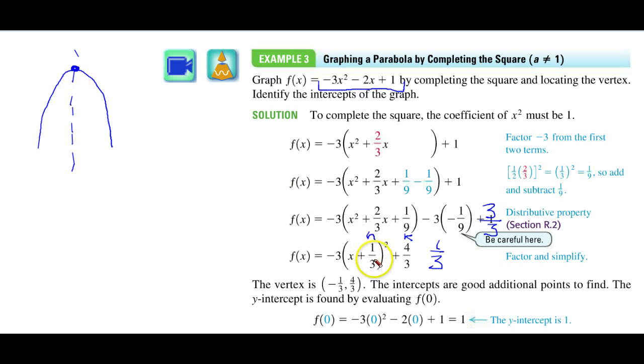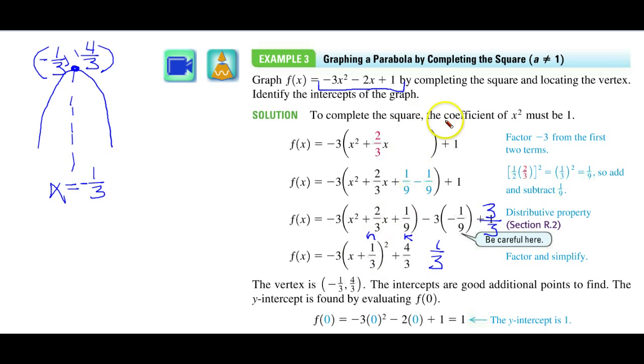So what will your vertex be here? Well, your vertex is going to be the opposite sign of this, which is a negative 1/3, and your k term, which is 4/3. So there is your vertex. Now, what is your axis of symmetry? Well, it's this dotted line, which is x is a negative 1/3.